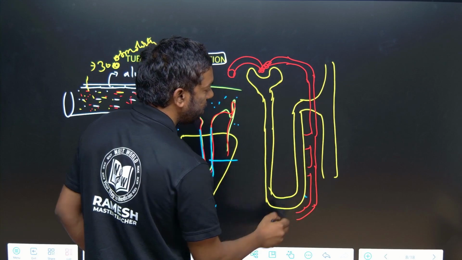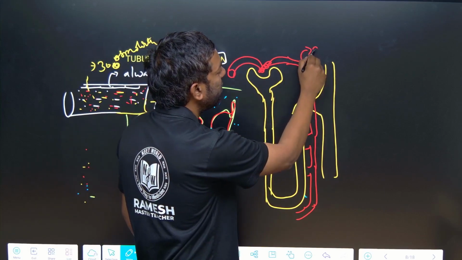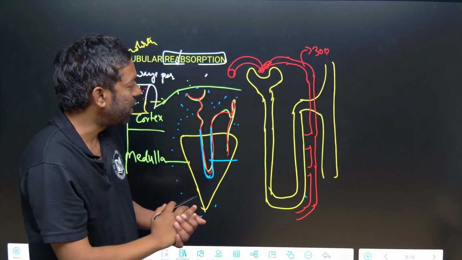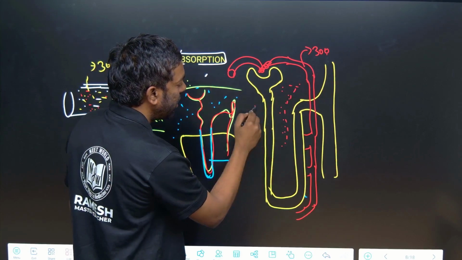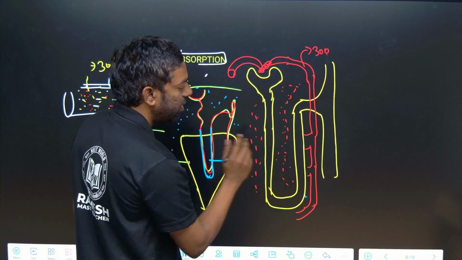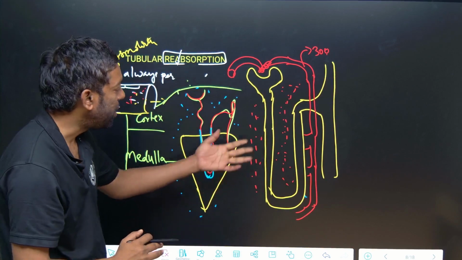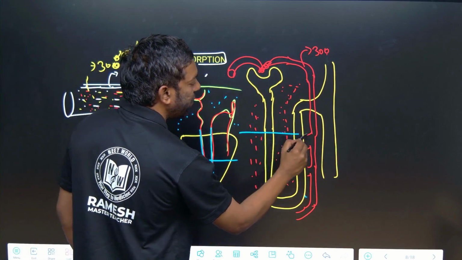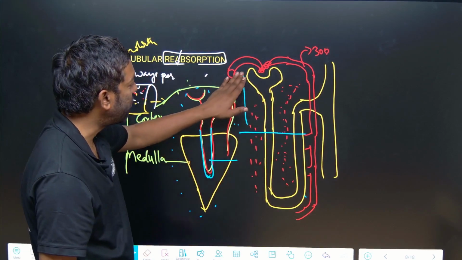So here, look at this. This is the blood capillary which has 300 osmolarity. What about the interstitial fluid? Interstitial fluid is located here, around the nephron in the kidney part. This is the interstitial fluid. But in the kidney a different type of osmolarity is maintained. Up to here the osmolarity is different.